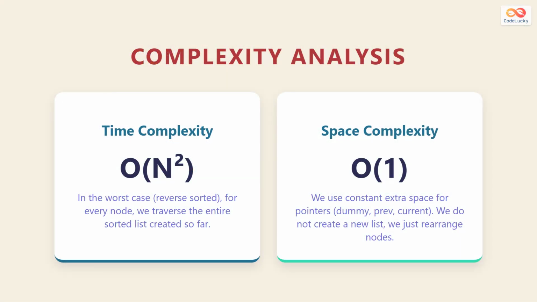Let's analyze the performance. The time complexity is O of n squared. In the worst case, if the list is reverse sorted, for every node we insert, we might traverse the entire sorted list built so far. The space complexity is O of 1. This is an in-place algorithm because we are only rearranging pointers and not allocating new list nodes.